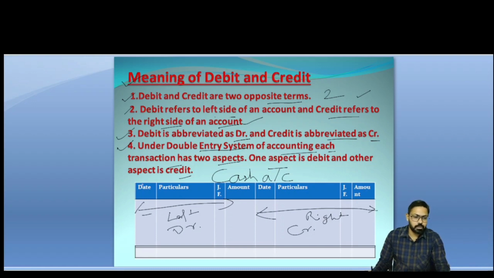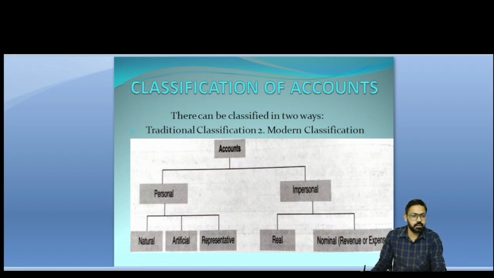What is the format? The first column will be date, the second will be particulars, then ledger folio, then amount. Completed. This is the debit side. Again date, particulars, ledger folio and amount. This is the right side, which is credit. So I hope the meaning of debit and credit is clear. Let's talk about the next slide.